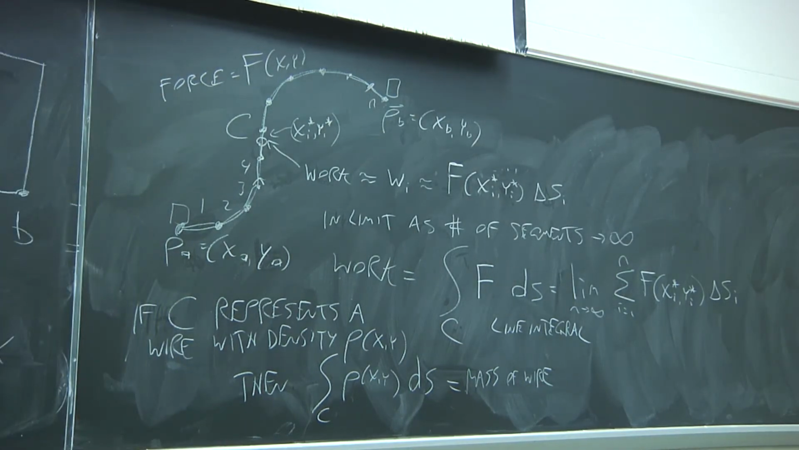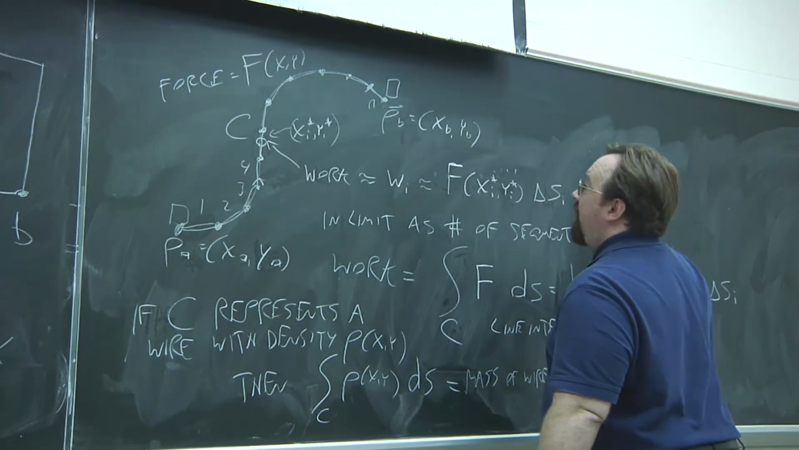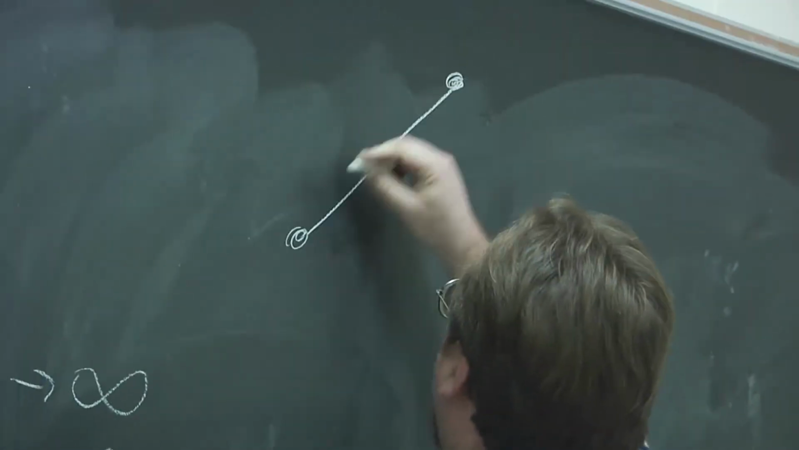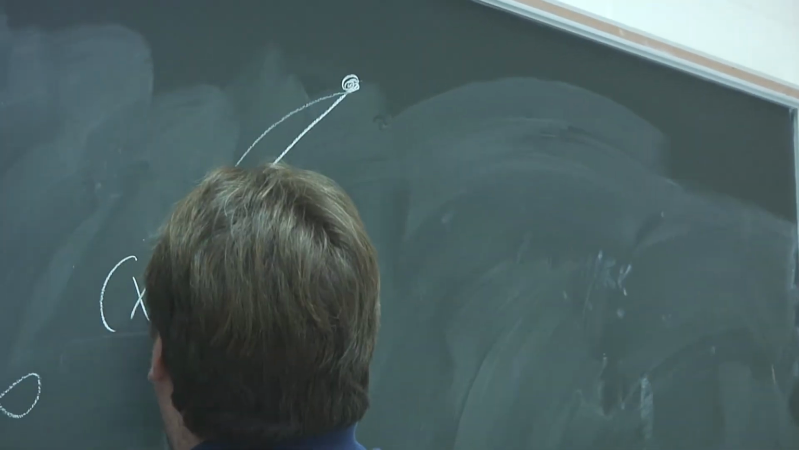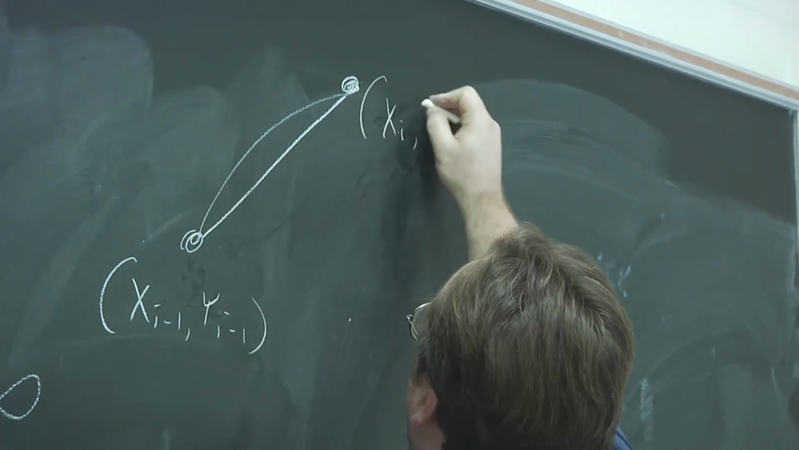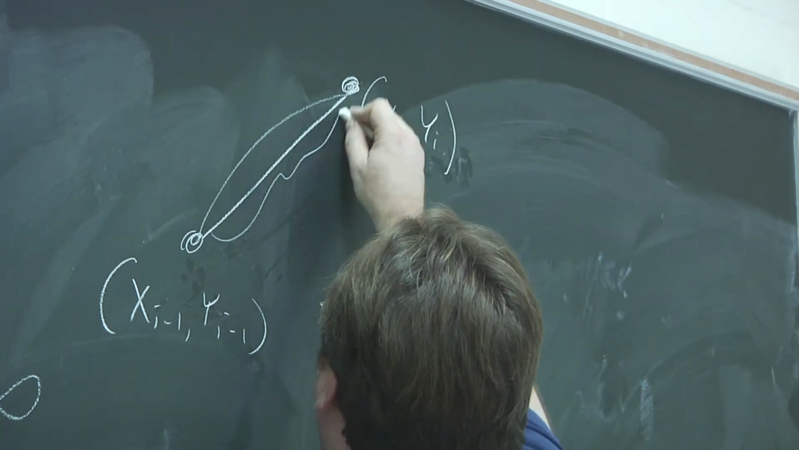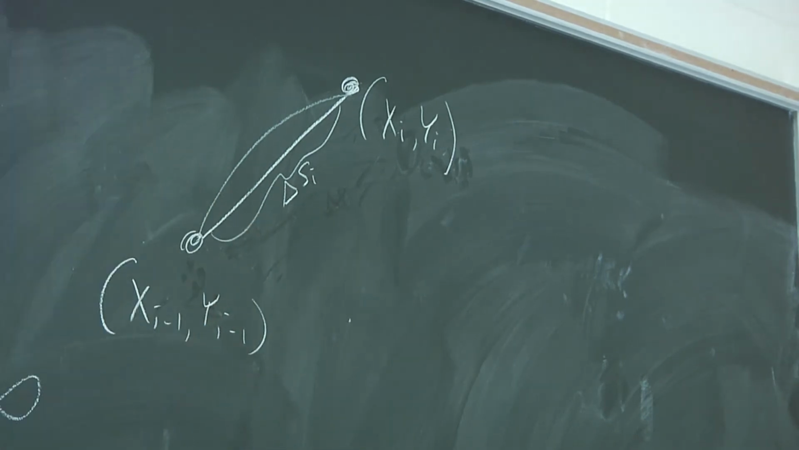Now, if we take a look at one of these segments, so I'm going to zoom in on a portion of a curve. So here's the first point of the segment, x_{i-1}, y_{i-1}, and the upper end point is x_i, y_i. And the length of this segment is this delta S i. That's the length of the segment that we're using to define our integral.